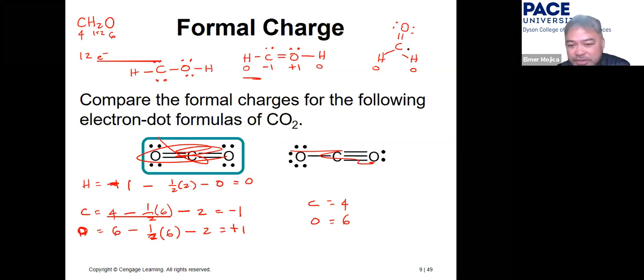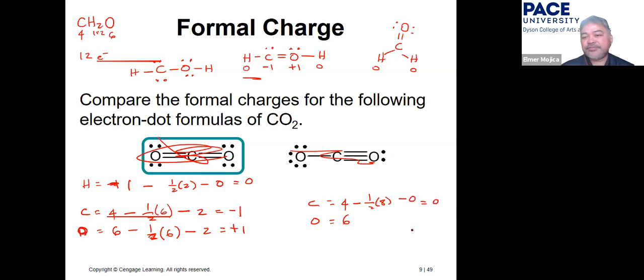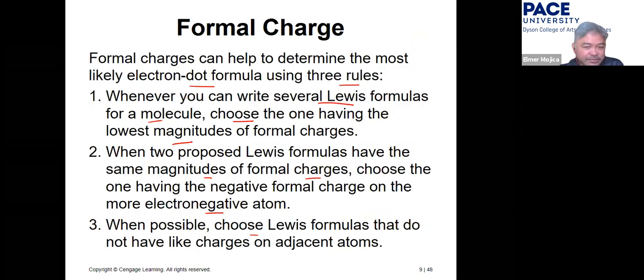Now, how about we do this one? So you have 4 minus 1/2 of 8. There's 4 bonding pairs. There's no lone pairs, so that is 0. And for the oxygen that you have there, you have 6 minus 1/2 of 4, minus 1, 2, 3, 4. So that is equal to 0. So which is the correct one? We go to the rules here.